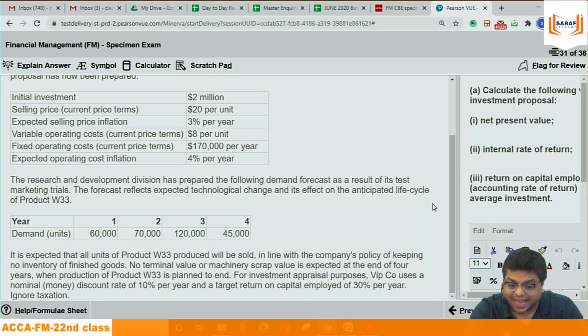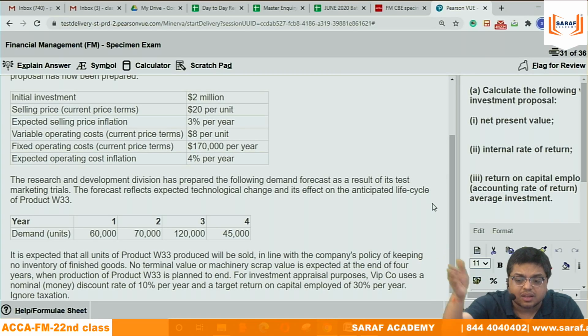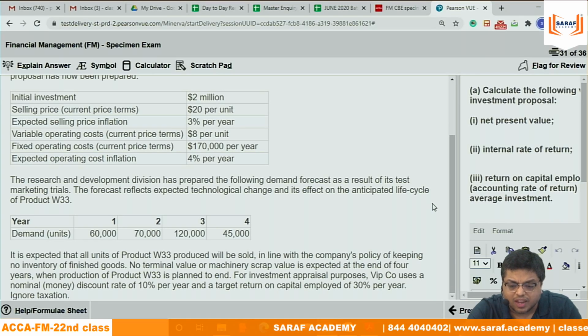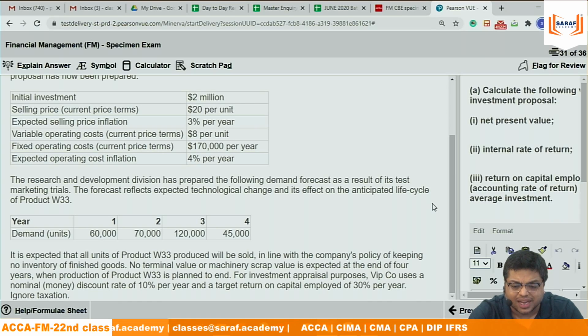No terminal value, but actually the inventory will be there. You cannot be God that 60,000 units you are forecasting as sale, you will produce 60 and sell 60. Maybe you produce 60 and sale is 58 only. Whenever we are forecasting anything, we cannot be God. We have certain limitations in forecasting. So the policy is keeping no inventory of finished goods, and no terminal value or machinery scrap value is expected at the end of 4 years. After 4 years, there is no salvage value of fixed assets, when production of product W33 is planned to end.